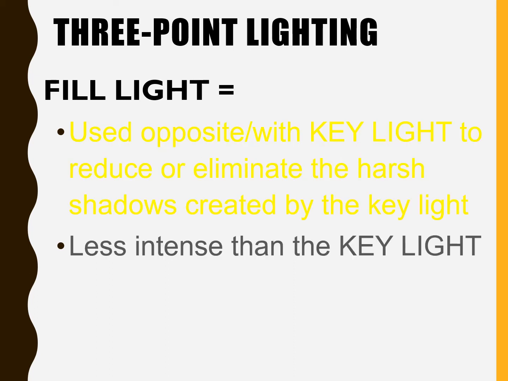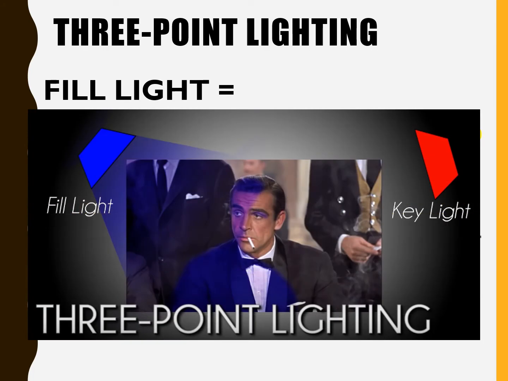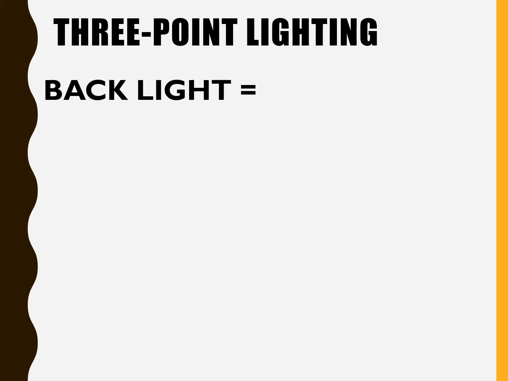Many times people may want to have harsh shadows in the shot. And if that would be the case, you might not use a fill light at all. But for this example, we certainly are. So you can see that the fill light is off to the left, the opposite side of the key light from the front. Of course, both of these are from the front, or to the side of the front. And it's filling in the shadows, right?